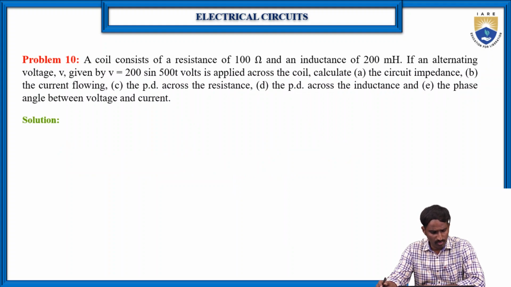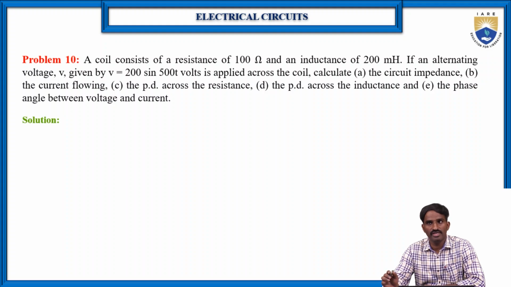Then the final problem, problem 10. A coil consists of a resistance of 100 ohms and an inductance of 200 millihenries. If an alternating voltage V is given by V equals 200 sine 500t volts and is applied across the coil, then calculate the circuit impedance, the current flowing, the potential difference across the resistance, the potential difference across the inductance, and the phase angle between the voltage and current. Of course, we have to find almost the same parameters that we calculated in the previous problem.